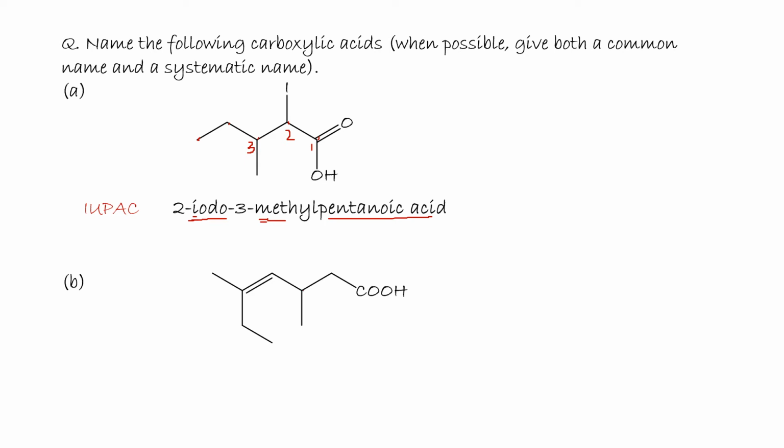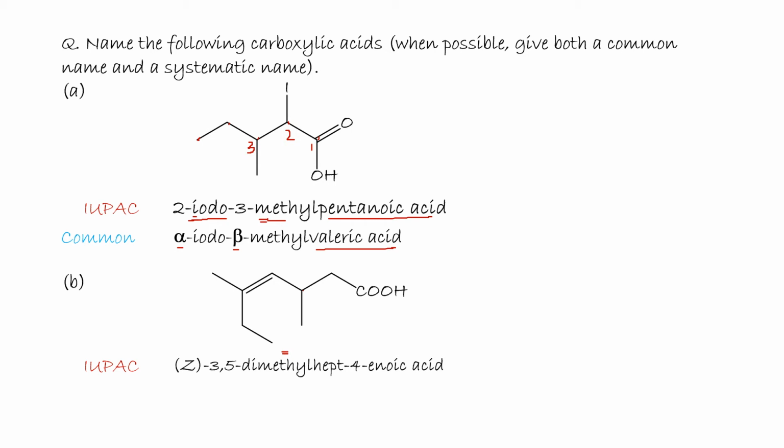For this one, for common name, we have alpha-iodo, beta-methyl valeric acid. For this structure, IUPAC will be hept. That's 1, 2, 3, 4, 5, 6, 7 carbons. On carbon number 3 and 5 we have methyl, so it's 3,5-dimethyl hept. 4 we have double bond for enoic acid.